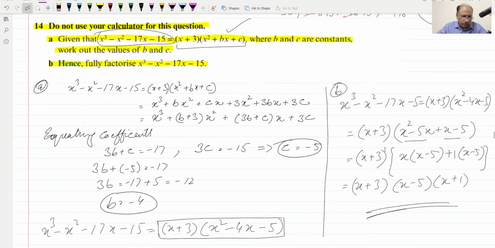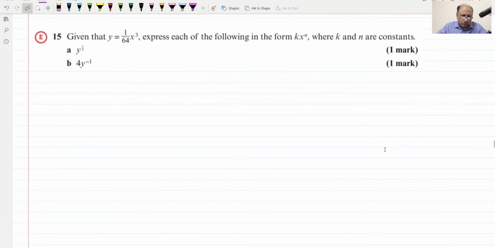And this question number 14 is done. Now we can move to question number 15, and question number 15 says, this is an exam practice question, so given that y is equal to 1 over 64x cubed, express each of the following in the form kx raised to the power n, where k and n are constants, and a part is y raised to the power 1 by 3. This is only a 1 mark question, so a simple straightforward one step question.